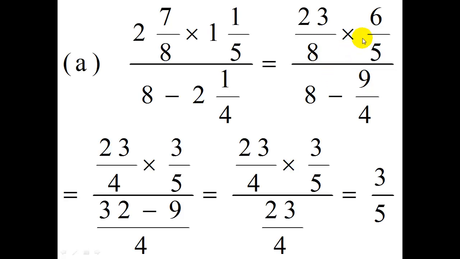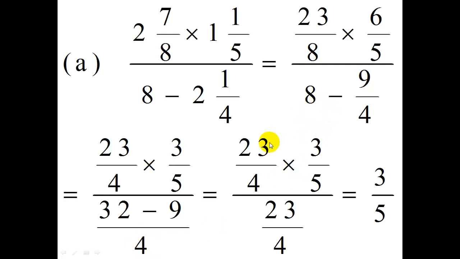Now 2 goes into 6 3 times, and that is how come we have 3 here. And 2 goes into 8 4 times, and that is how come you also have 4 here. Now all divided by 8 minus 9 over 4. This is subtraction of fractions, so we have to find the LCM. But take note, the whole number 8 is the same as 8 over 1, and so the denominator will be 1. The LCM of 1 and 4 is 4, so this is the LCM.